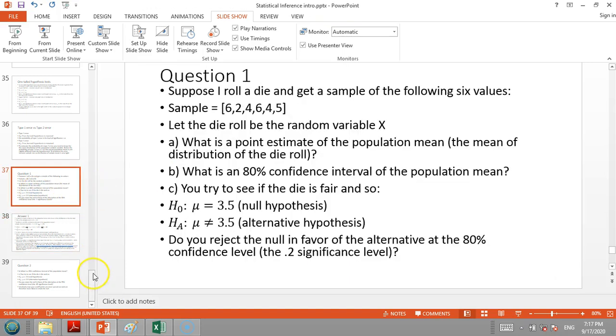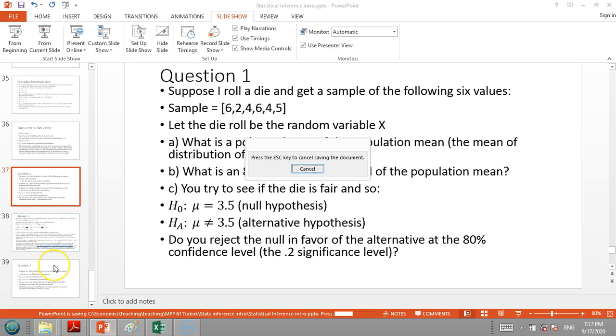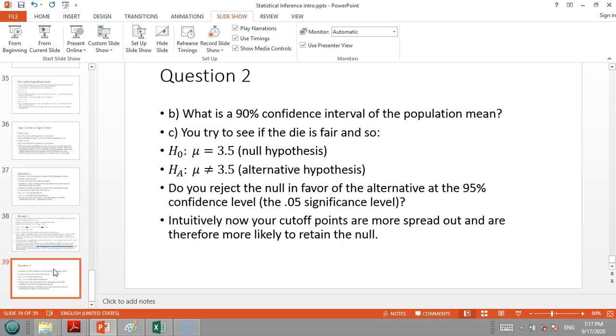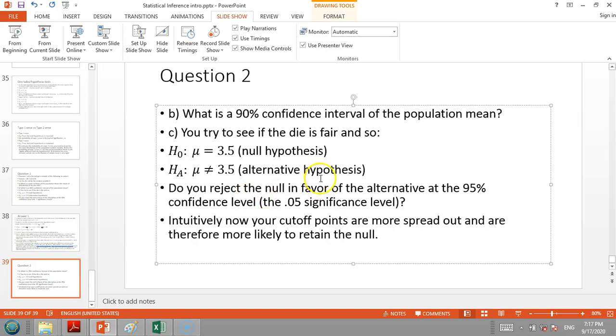Okay, everybody, do you guys have any questions on this? Okay, so please do the next problem before class. It's this one here. So now for the 90% confidence here, I'm asking, do you reject the alternative at the 95% confidence level, the 0.05 significance level? So try to do this problem on your own for next class, okay? Bye-bye.